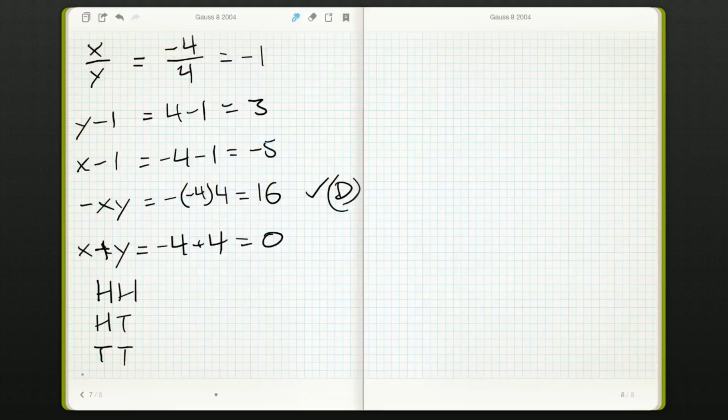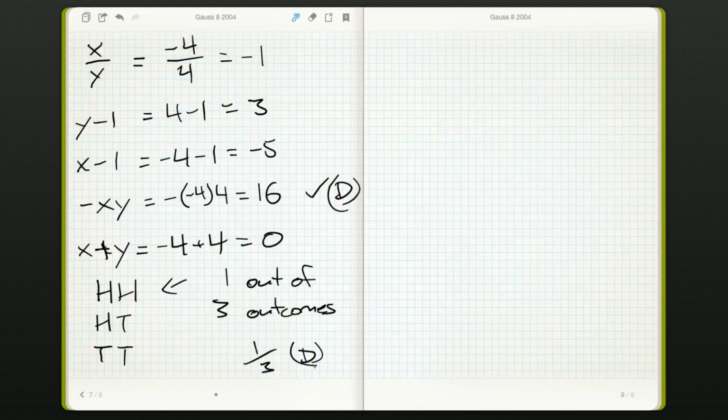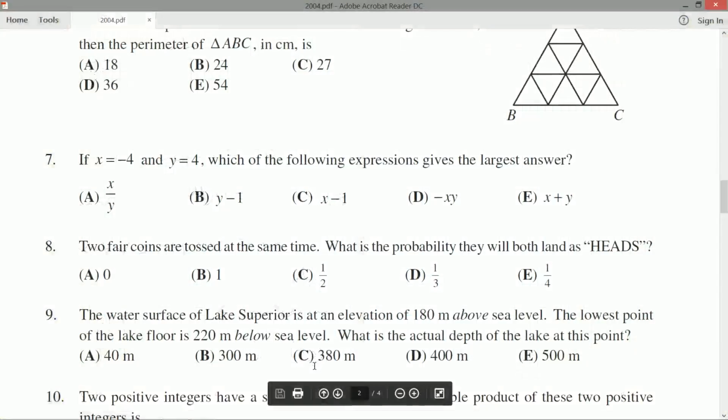So a lot of people might write that out and realize there's 3 outcomes. Heads is one of them. So 1 out of 3 outcomes. So that's 1 over 3, and that's D. Okay, that's what some people might think, or some people might rush through this question and jump to that conclusion, that our answer here is D, 1/3.